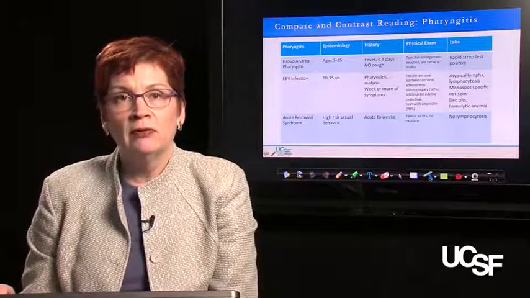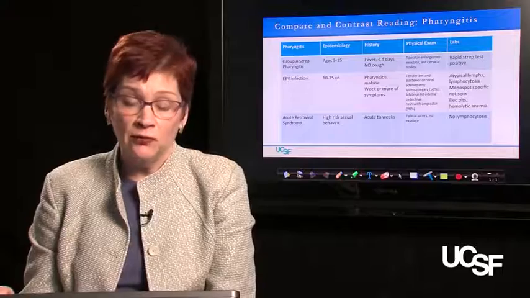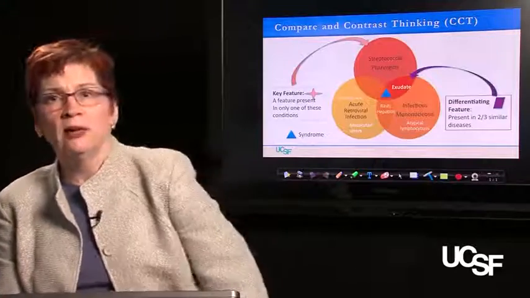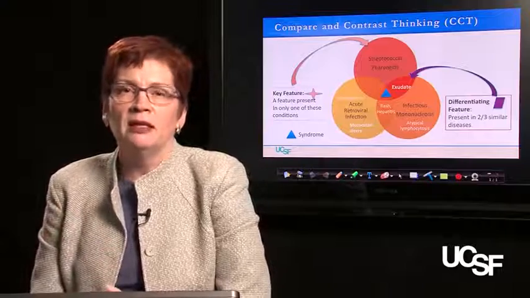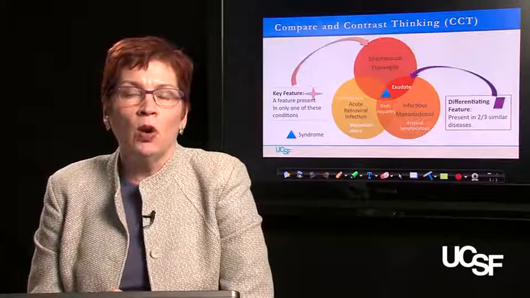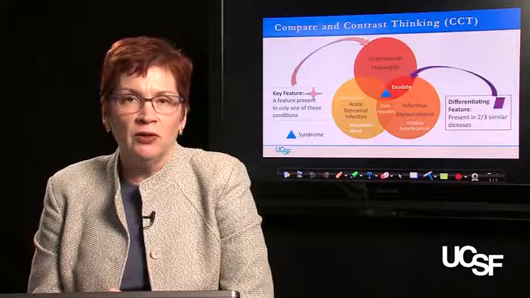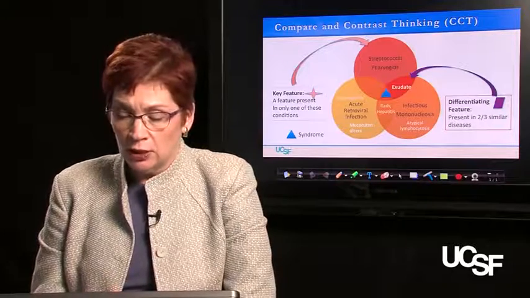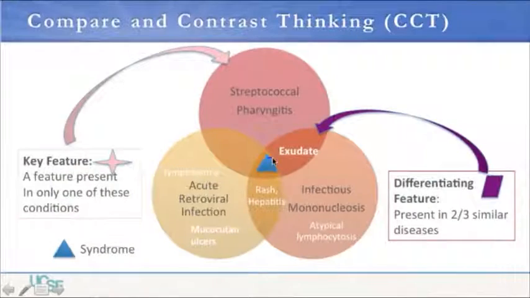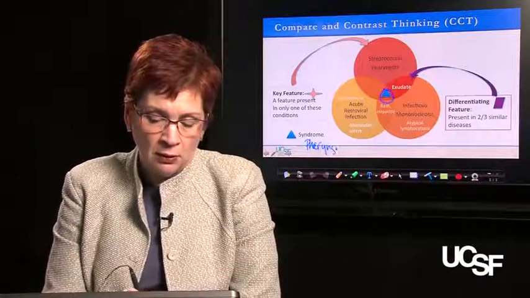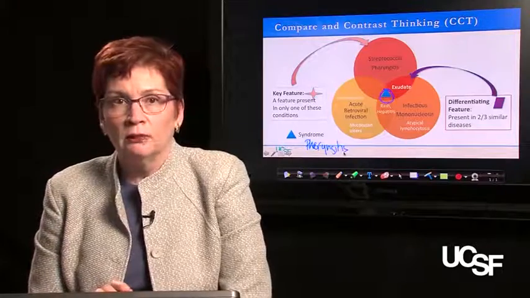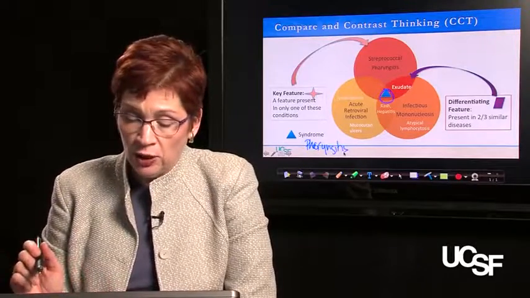There's another way of comparing and contrasting in a different visual way, and that's using the Venn diagram. And depending on the way you think, some people prefer this method of illustrating what is a key and a differentiating feature for each of these three conditions. So we start off, of course, with the syndrome in the center. That's pharyngitis, sore throat. And then we look for some differentiating features.